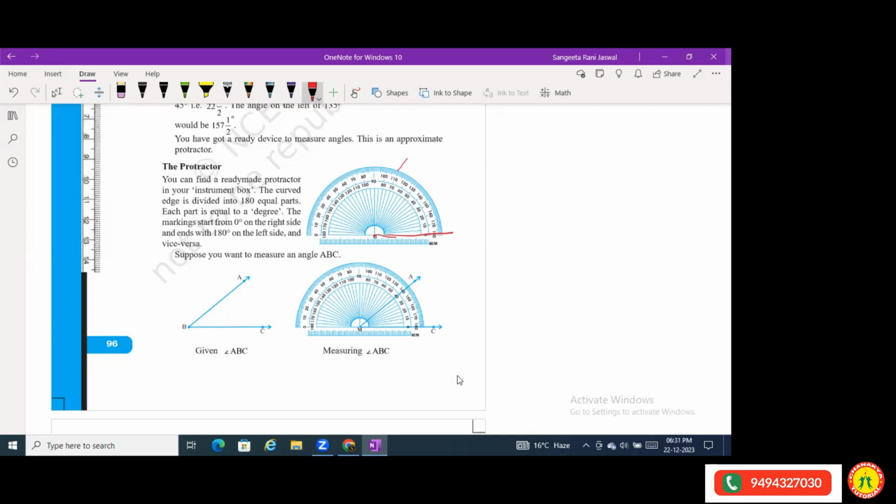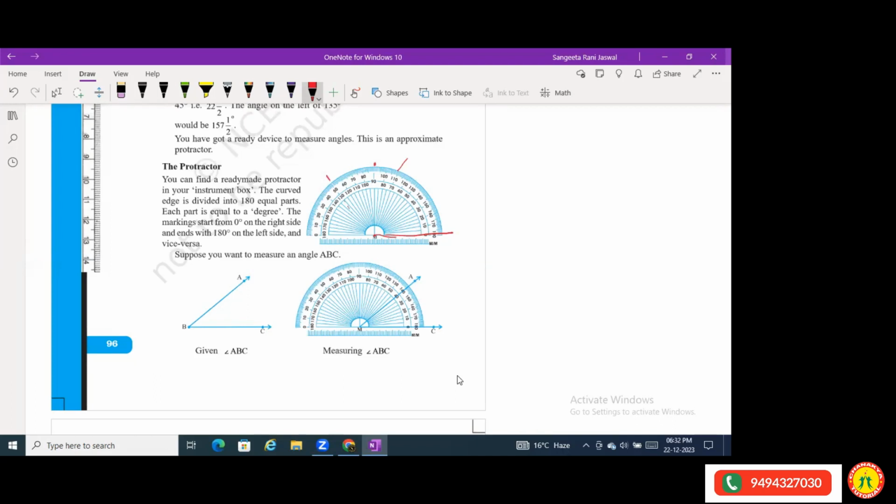Now, everyone be careful. Now see, there are two readings. When you are measuring the angle from this side, you measure like this: from 0, 10 degrees, 20, 30, 40, 50, 60, 70, 80, 90, like this, till 90. When we measure from the left side, we count the back side. Listen now first. When you are counting from the right side, you start from 0 onwards. And when you are counting from the left side, you start from 0. So wherever you start from, you have to start from 0.